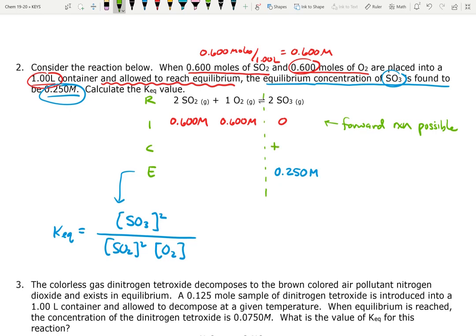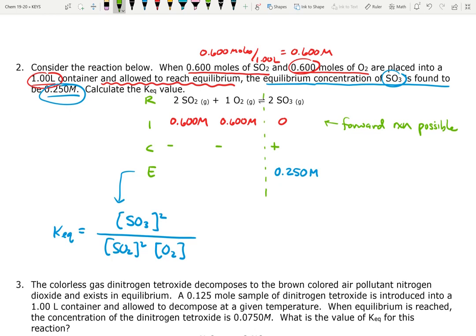So the amount of SO3 has to increase with time. If that increases, the amount of SO2 has to decrease, and the amount of O2 has to decrease. Because logically, to make SO3, which is increasing from 0, we have to use the other things. We have to use SO2 and oxygen. Now, how much will they go up, or how much did they go up?